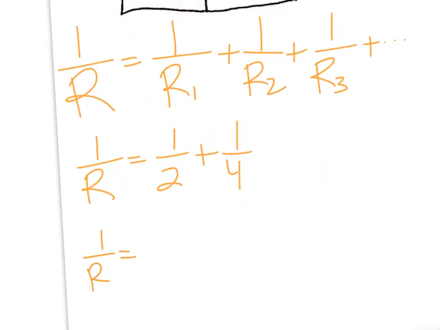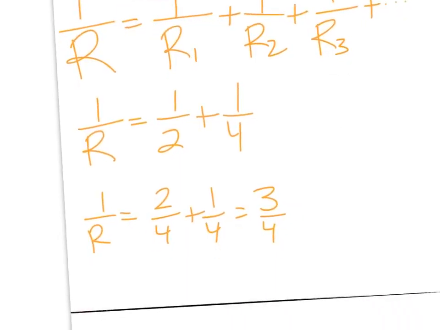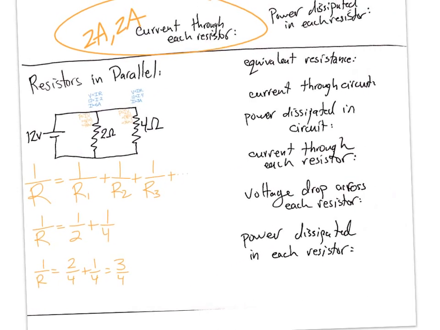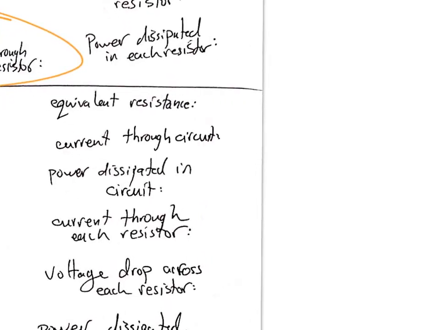Love it. So common denominator is 4. 2/4 plus 1/4 is 3/4. And 1 over R equals this, so we could cross multiply or just flip them, and we'd get that the equivalent resistance of the circuit is 4/3 ohms. So let's write that down. Equivalent resistance of the circuit, 4/3 ohms. Okay, so take a look.